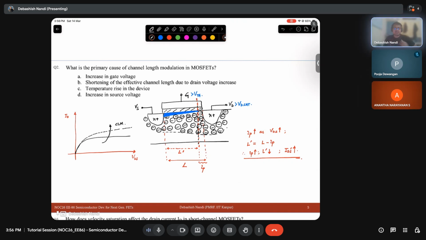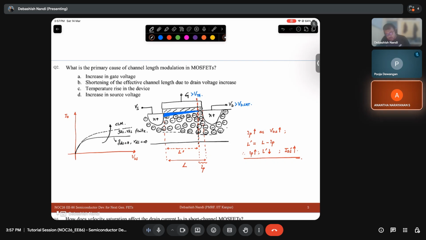And the consequence of channel length modulation is, in this case, what is your GDS? Zero. RDS? Infinity. In this case, RDS is not infinity, RDS is finite, not zero. Finite, right?